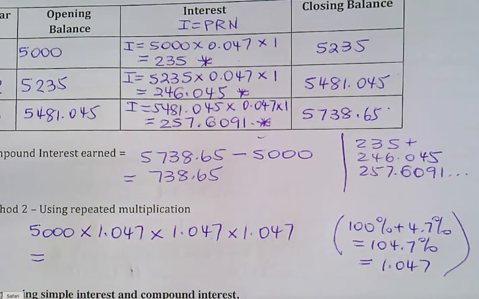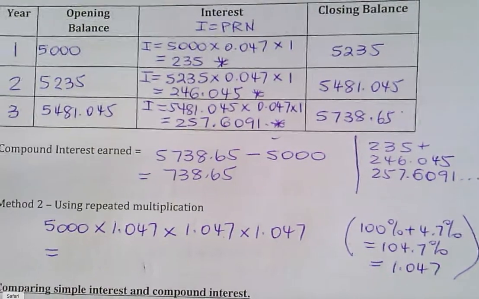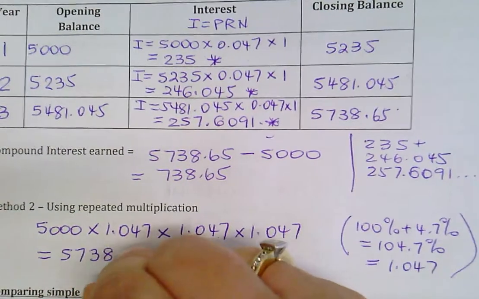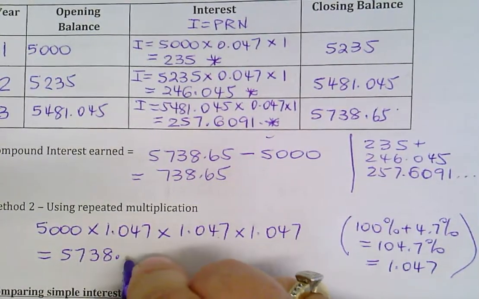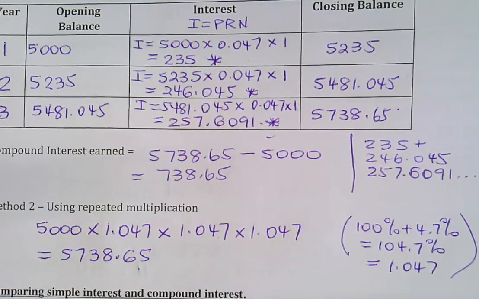Okay? And what do you get if you do that? 5,000 times 1.047 times 1.047 times 1.047. So doing that on the calculator, we get $5,738.65, rounded to 2 decimal places because we're dealing with money.